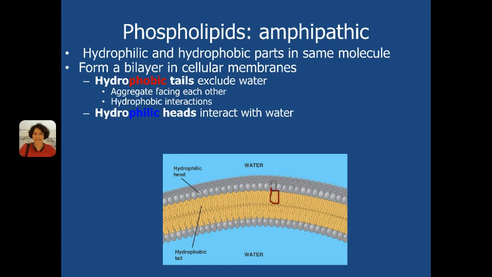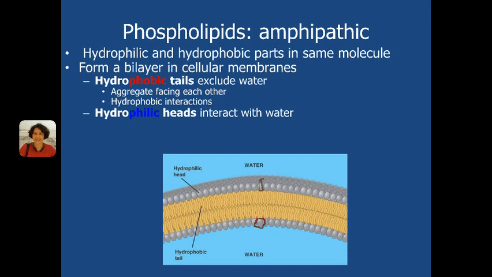Because of these contrasting properties in the same molecule, when you put phospholipids in water, they tend to naturally aggregate into a bilayer structure that we can see on the illustration. They arrange themselves in such a way that the hydrophobic parts of the phospholipid, the fatty acid tails, will be facing each other on the interior of the bilayer, while the hydrophilic heads will be facing both to the inside and to the outside of the cell, for example.